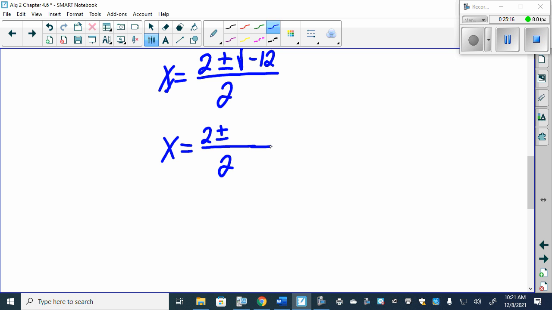We can simplify the square root of negative 12, because the negative would come out as i, and it would be 2i. 12 is 4 times 3, because the square root of 4 would be 2, and we would leave the 3 inside. Now, we could have moved the negative out, yes?